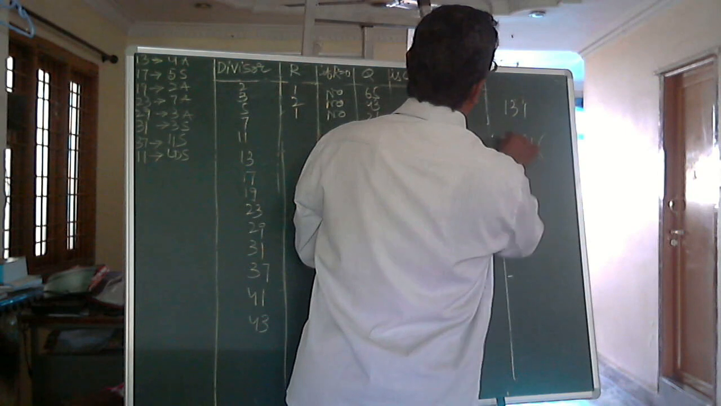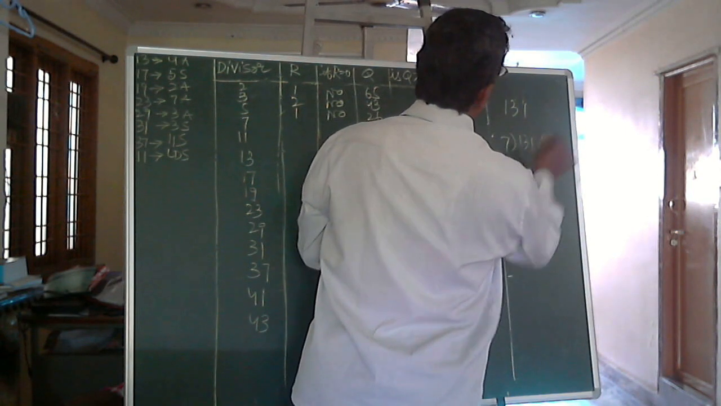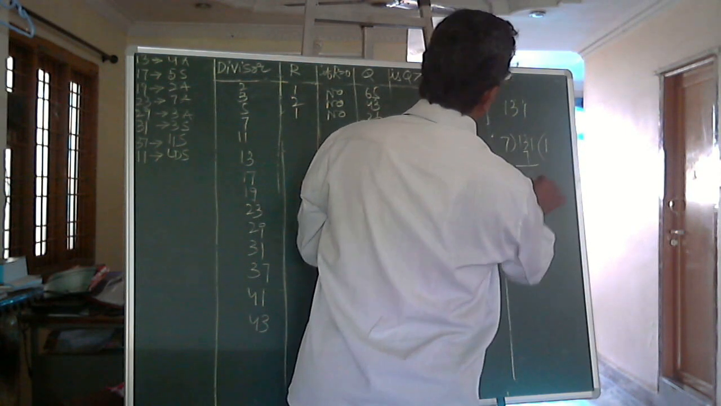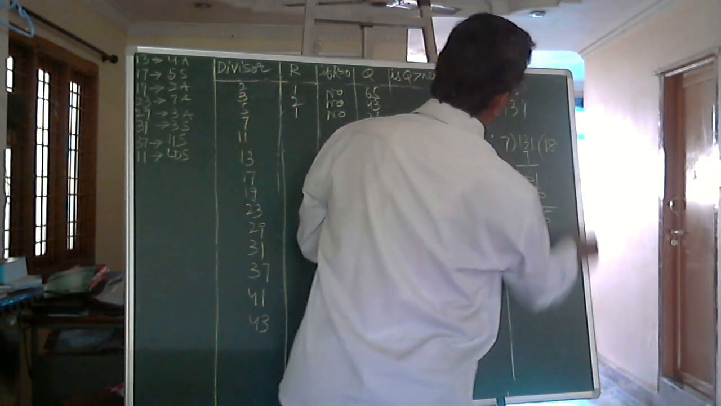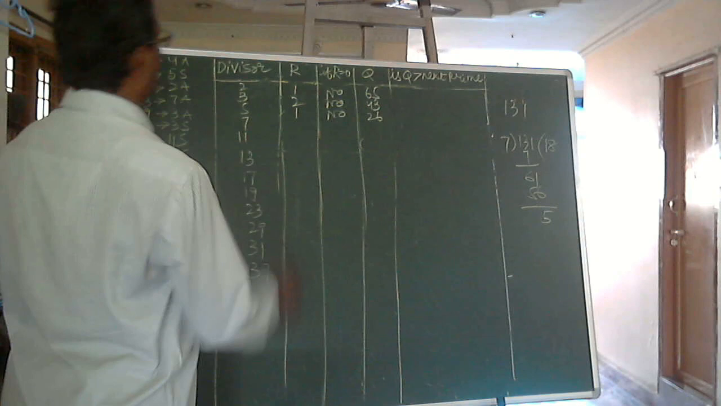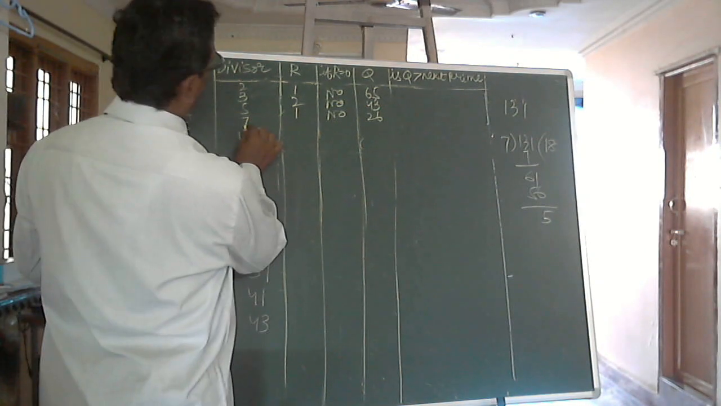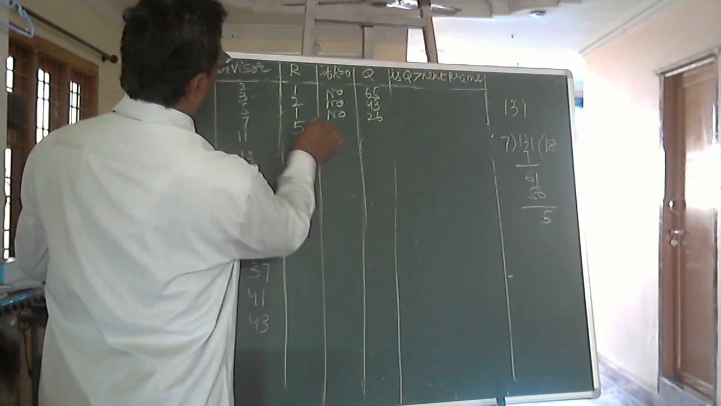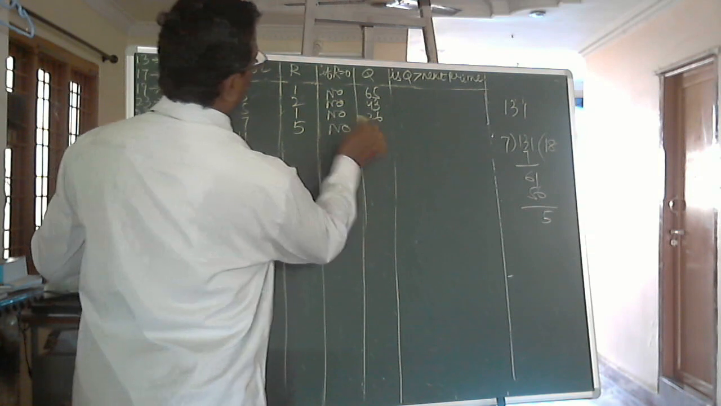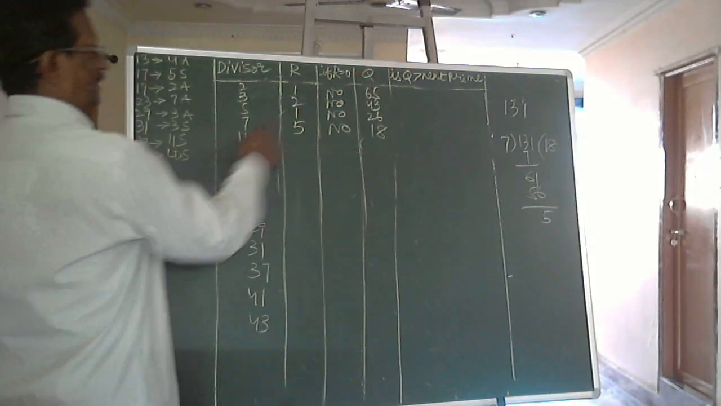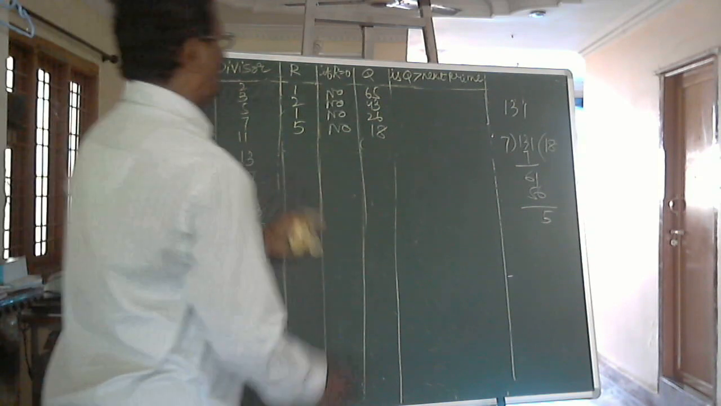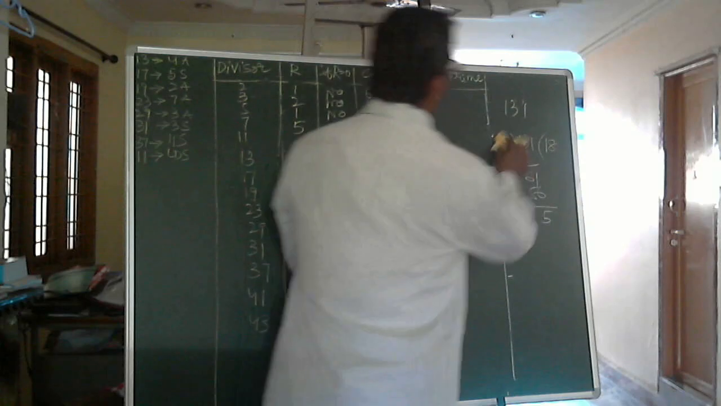131 divided by 7. 1 seven is 7, 61, 8 sevens are 56. 61 minus 56 is equal to 5. On dividing by 7, remainder is equal to 5. Remainder is not equal to 0. Quotient is equal to 18. 18 compared with 11, again 18 is greater. So divide by the next prime number 11.